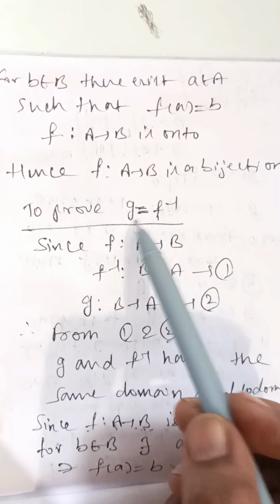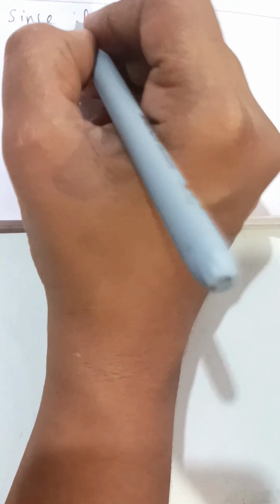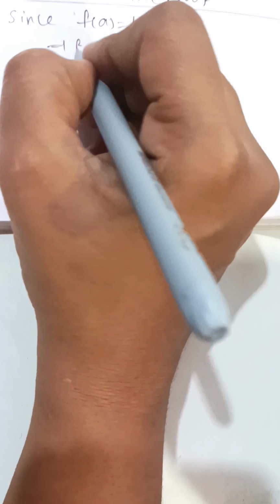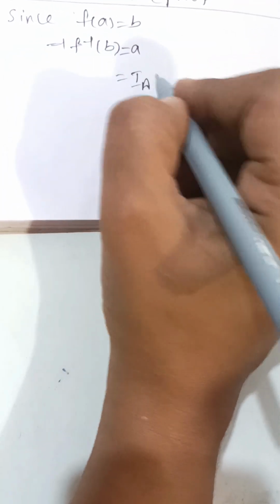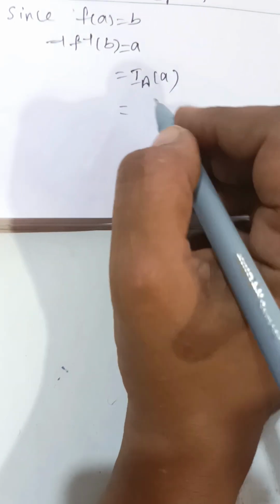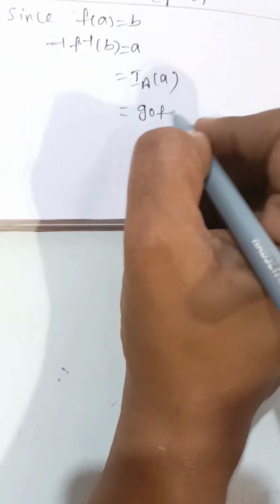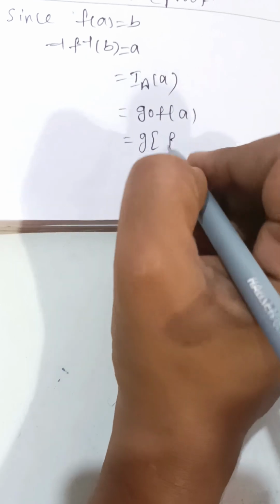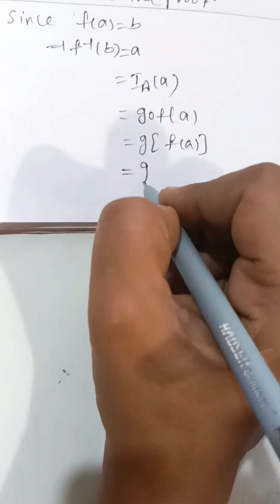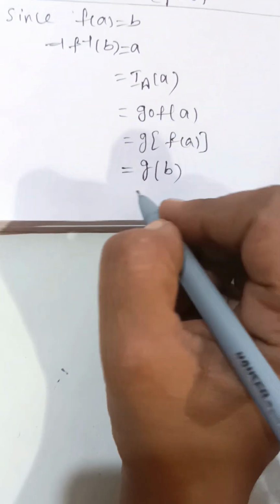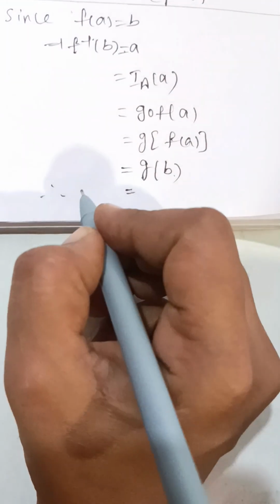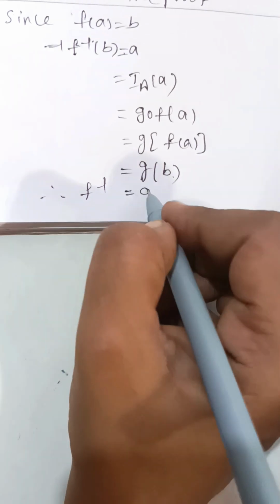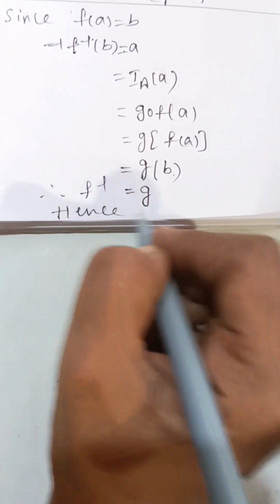Next, the last part, the same element. These two functions contain the same element. Since f of a equal to b, f inverse of b equal to a is I_A of a, and I_A is g circle f. So g of f of a, and f of a is equal to b, g of b. So f inverse of b equal to g of b. So from this we can write f inverse equal to g, and proved.